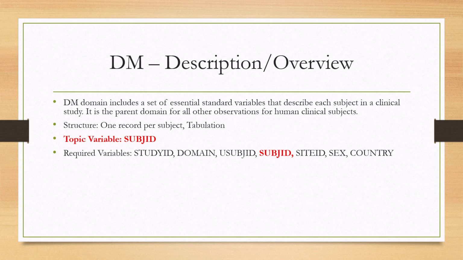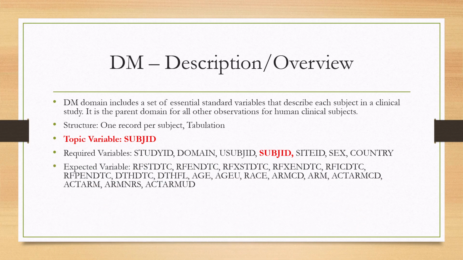The required variables in this domain are the study ID, domain, subject ID, site ID, sex, and country. The expected variables are the date variables mainly, which are the reference start date, reference end date, reference study exposure start date, reference exposure end date, the informed consent date, the participation end date, death flag, age unit, race, arm code, actual arm code, arm not reported, and arm not reported description.